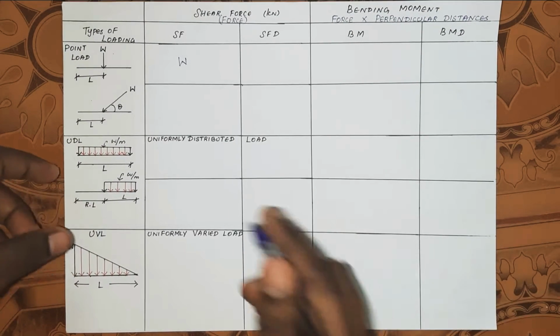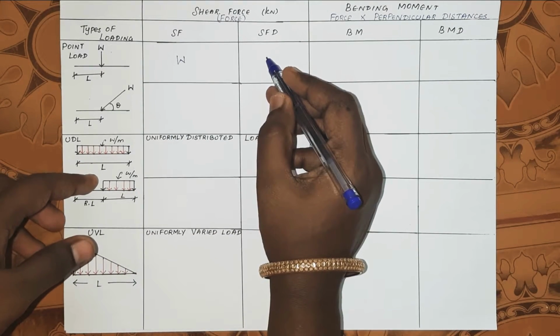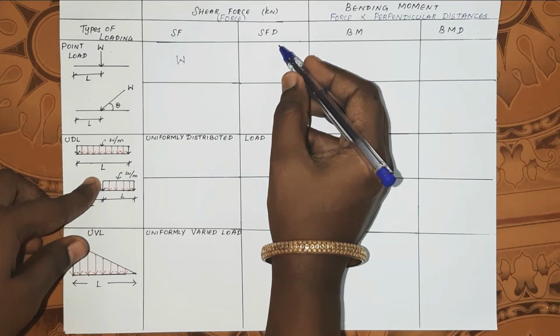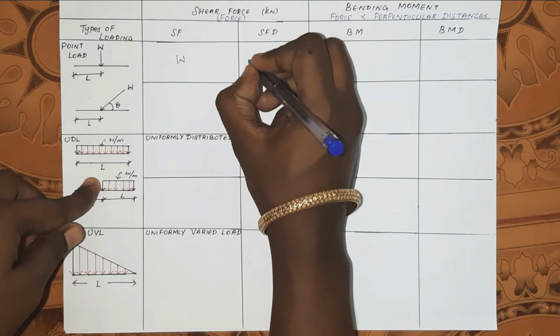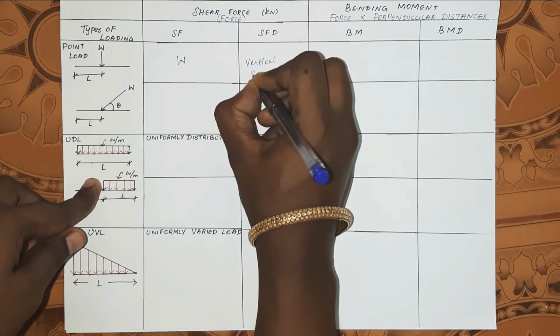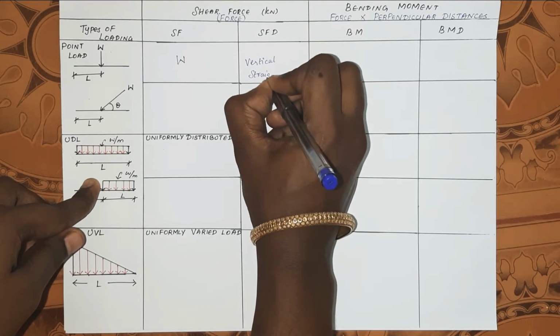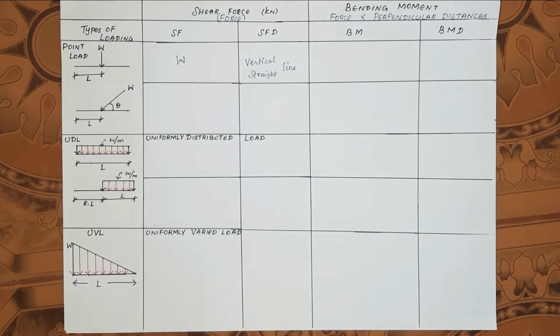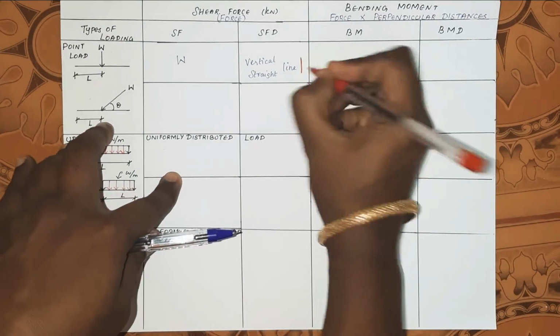Again, for the shear force diagram, when a point load is acting on the beam, the line becomes a vertical straight line.